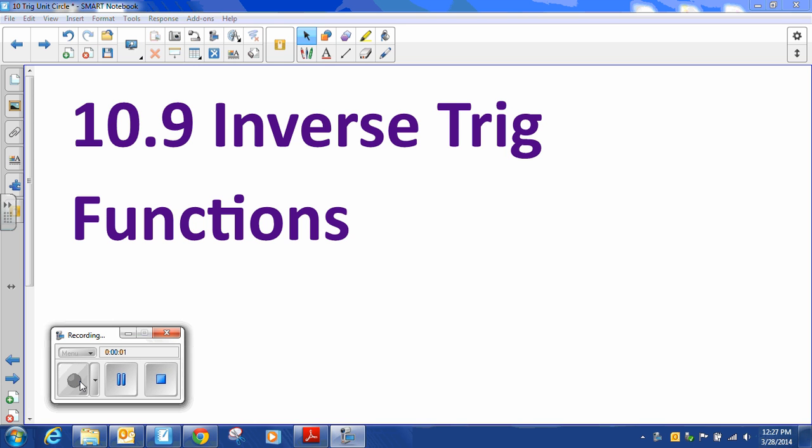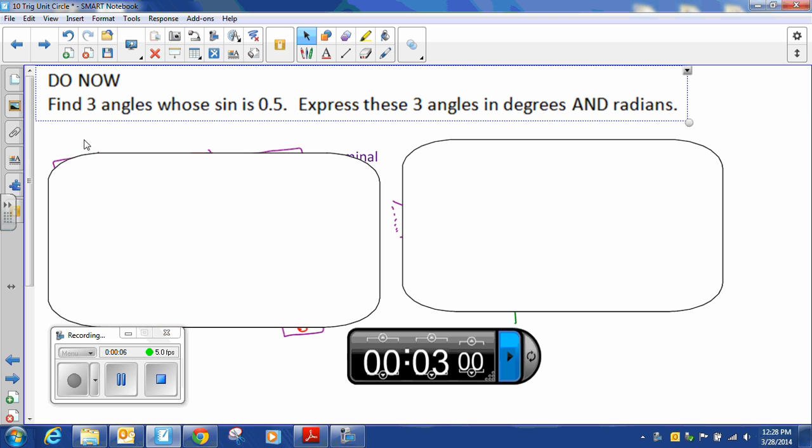Unit 10.9, inverse trig functions. Find three angles whose sine is 1/2. Express these three angles in degrees and radians.